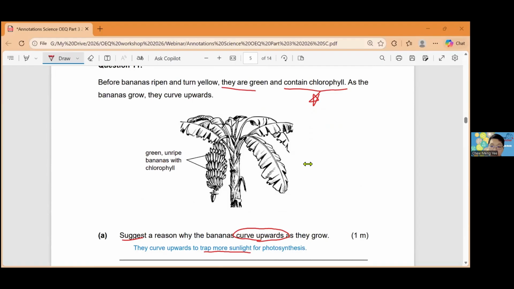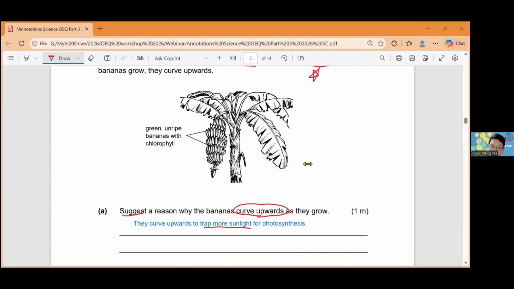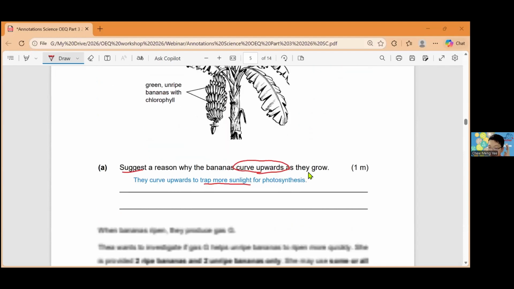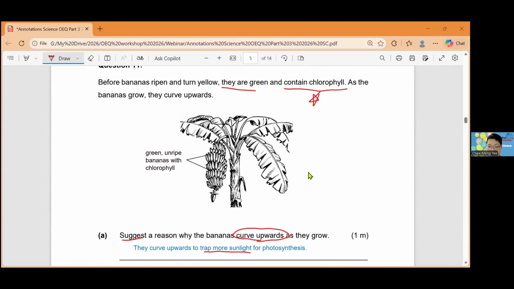Question 11, this one, is it a PSLE question? It was a PSLE question, but it has been modified. Some of you asked, will this come out in PSLE? This was a PSLE question and it is modified. So yes, this kind of question can come out.